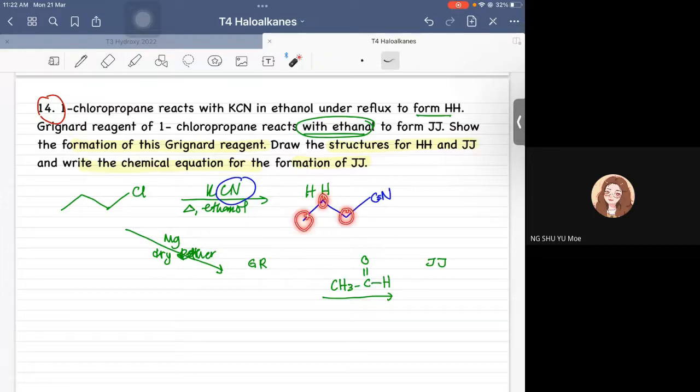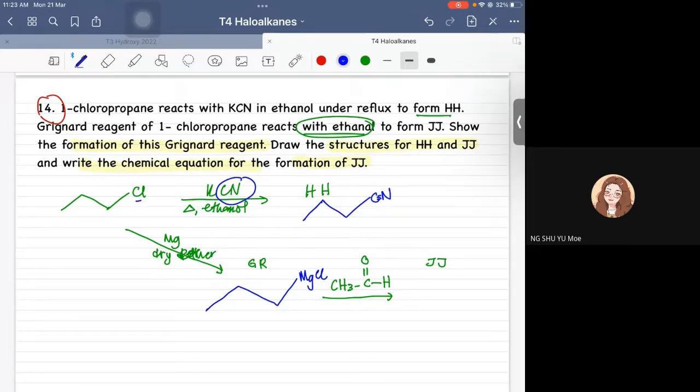1, 2, 3. Next, show the formation of Grignard reagent ini. 3 carbon, 1, 2, 3, and then sama dengan MgCl. Okay, kenapa Cl? Sebab dekat sini Cl. Okay, lepas tu dia kata dia react dengan ethanal untuk form JJ.